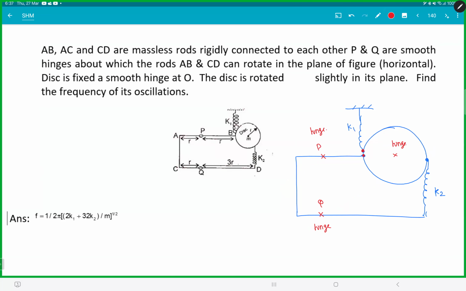This distance is R. I'm just redrawing the diagram. Same thing. This is 3R. This is R. This is also R. Rods are massless. The disc's mass is M and radius is R. Now, if you rotate the disc by a small angle and leave it, this will oscillate. Find the time period for small oscillations.